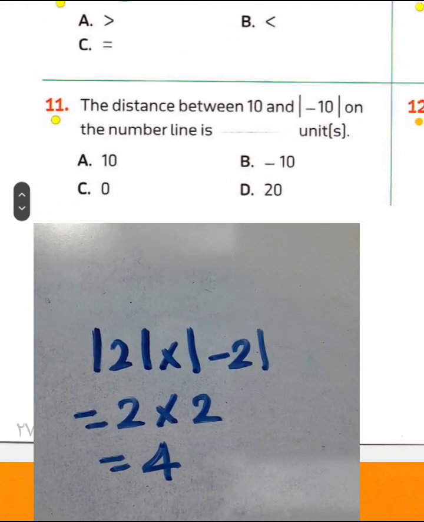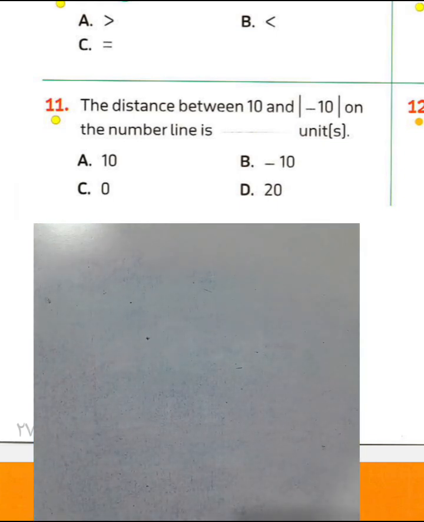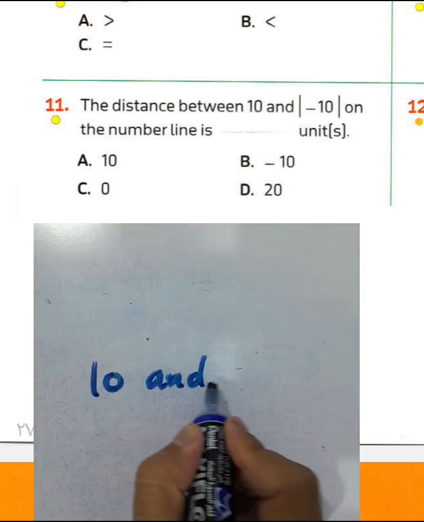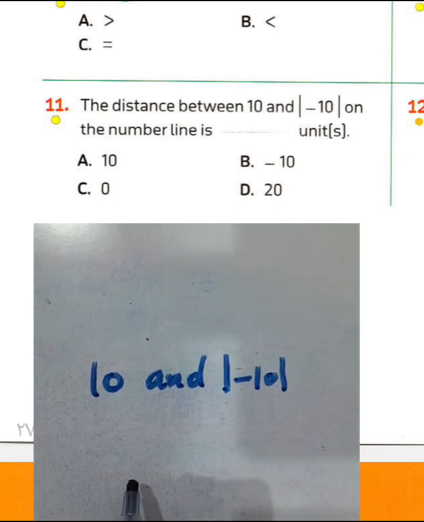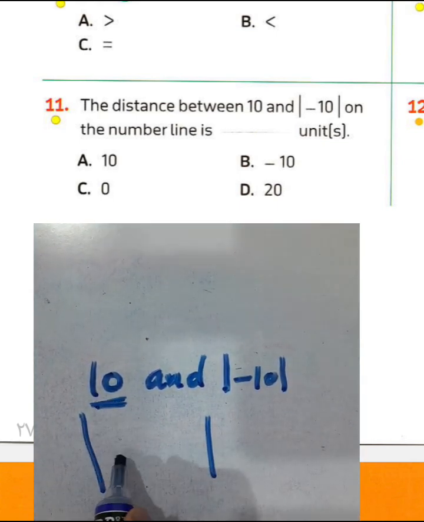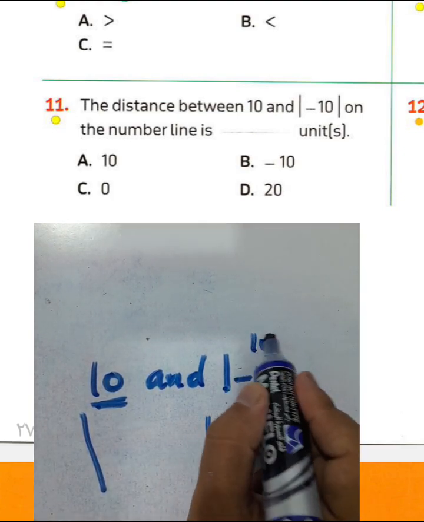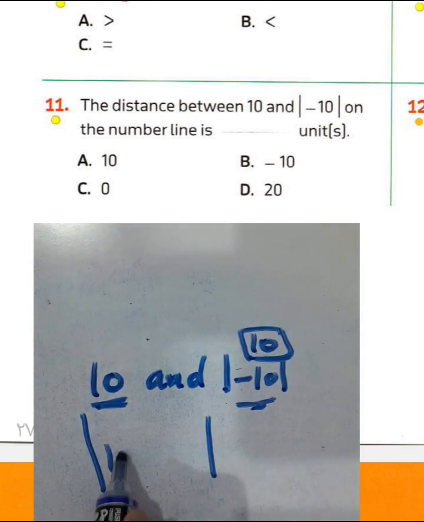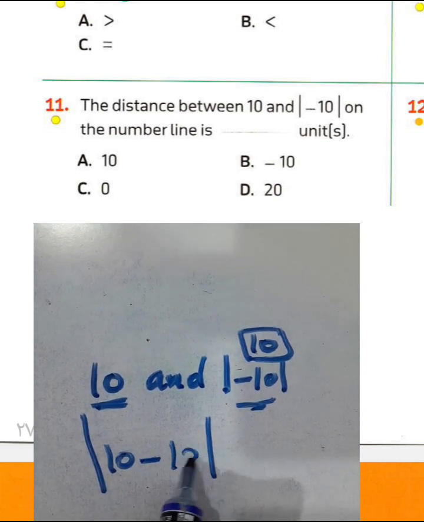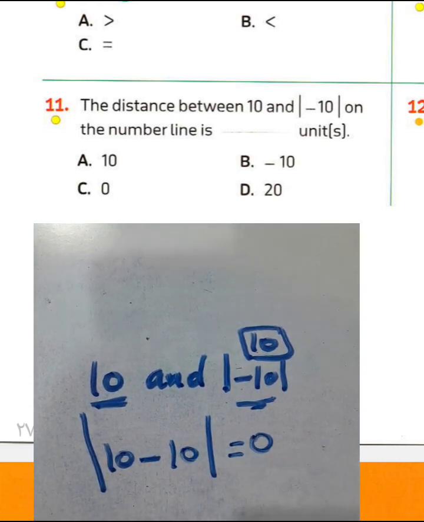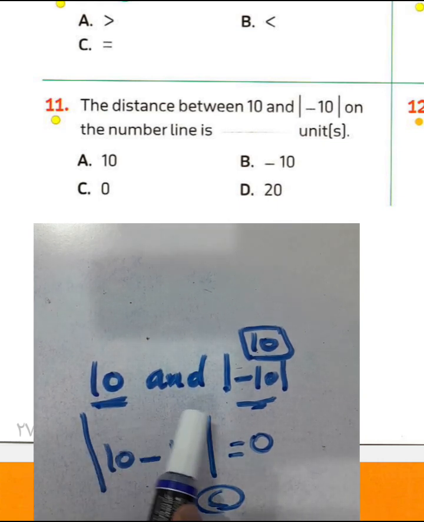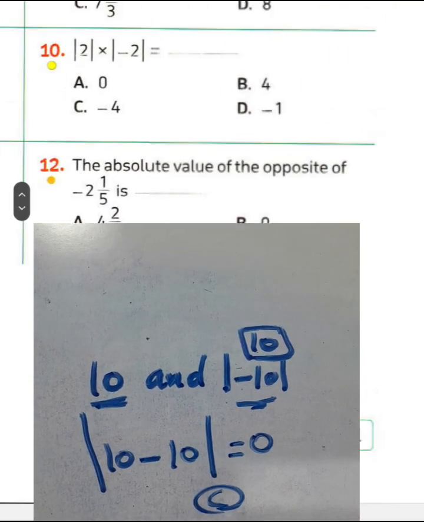Question 11. The distance between 10 and the absolute value of negative 10. It means the difference between the first number and the second number. The absolute value of negative 10 will be 10. The distance between them, 10 and 10, will be 0. So the distance will be 0 units. Question number 11, choose letter C, 0. Okay.